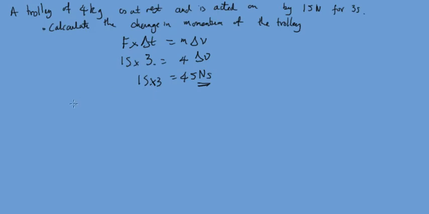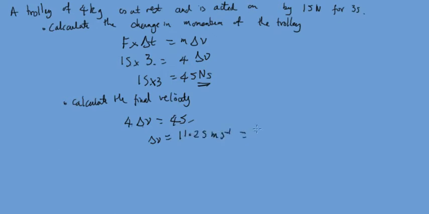And we can then use that to calculate the final velocity. Because it starts off at rest, the final velocity will be equal to the change in velocity, and we know that the mass times change in velocity is 45 Newton seconds, so the change in velocity will be 11.25 meters per second, and that is equal to the final velocity.